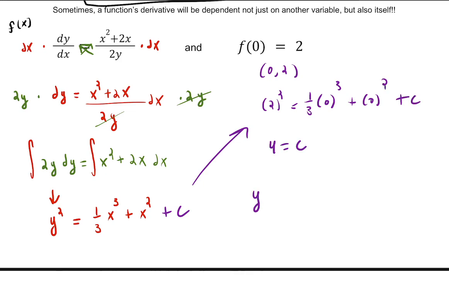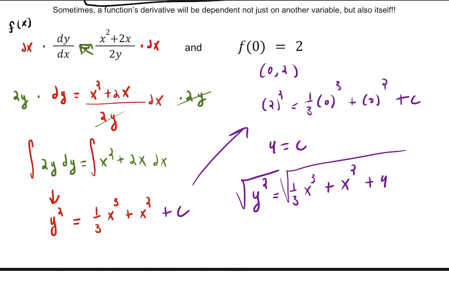So our final differential equation, or close to it, would be y squared is equal to 1/3 x cubed plus x squared plus 4. But that's not how we write equations, right? We're not quite there. We need to take the square root of both sides.